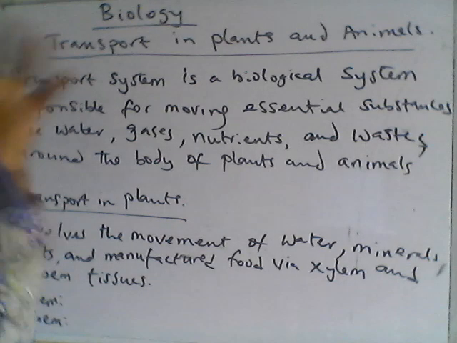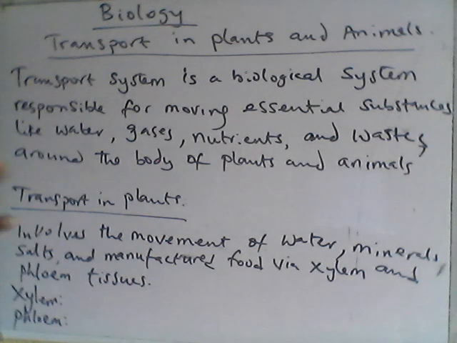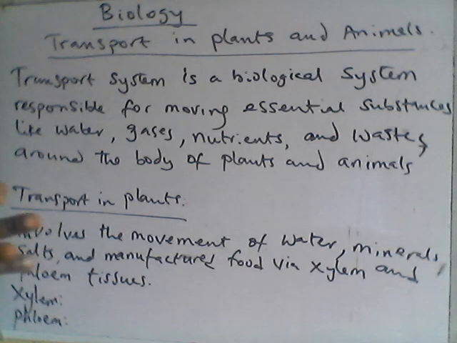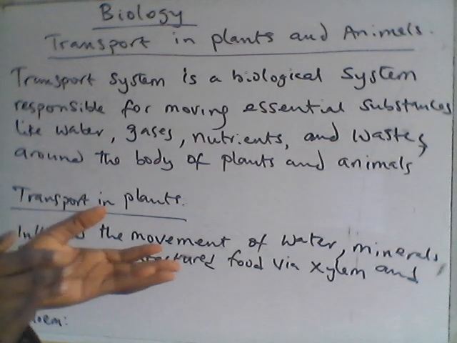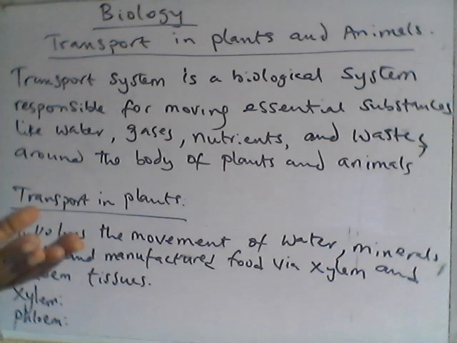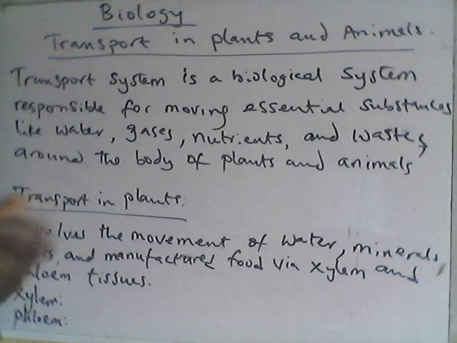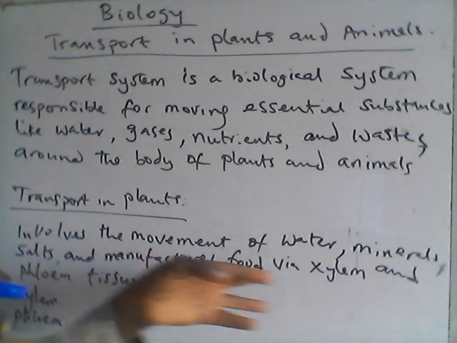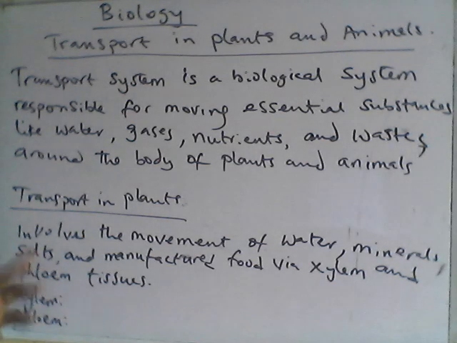So it's a complex system. Just think about your transportation system, maybe like your roads, where you have different kinds of roads and vehicles plying up and down, moving human beings and commodities to and from places. This is what the transport system in a biological system is responsible for. For plants, it involves movement of water, minerals, salts, and manufactured food via the xylem and the phloem tissues.